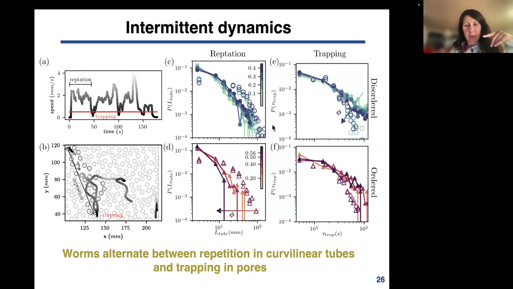Whereas in ordered media, it's the other way around. As you increase the packing fraction, the run length is decreasing. And if you look at the trapping time, again, the mean trapping time is decreasing for dense disordered media, while it's increasing for the ordered ones with increasing packing fraction.